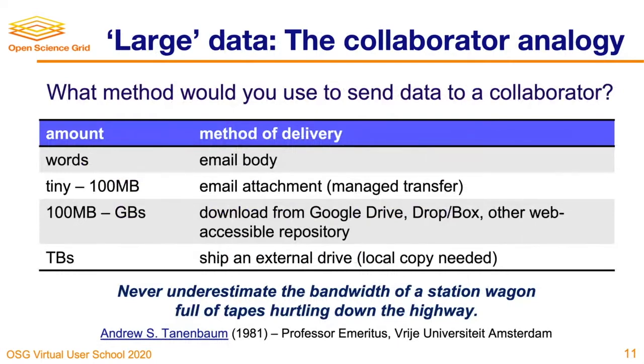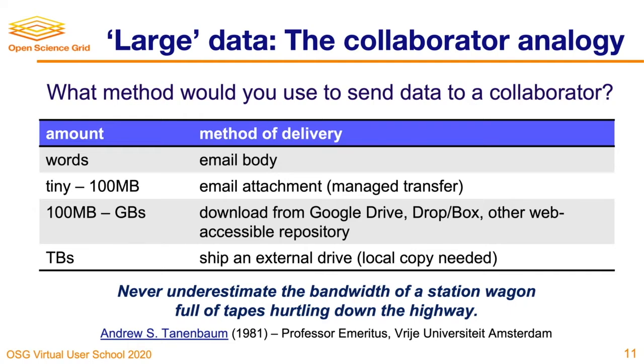So before we talk a little bit more about what methods are available on OSG, I'd like you to consider these types of data and how you would send them to a collaborator if you were working with them. So for instance, if you just had a sentence you needed to say to your collaborator, you might pick a pretty instantaneous way to communicate, right? You might type it inside of an email or send a message on Slack or something similar to that.